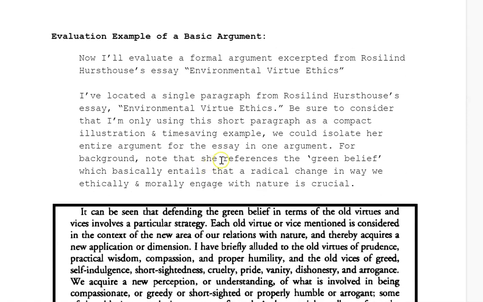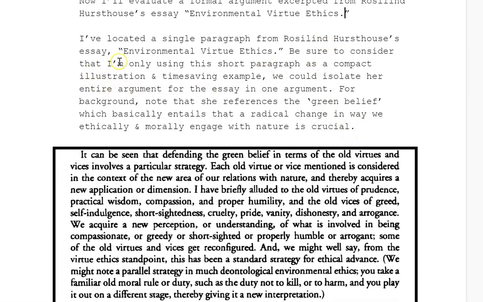So now we'll evaluate a basic argument. So now I'll evaluate a formal argument excerpted from Rosalind Hursthouse's essay, Environmental Virtue Ethics. So I've located a single paragraph from her essay. Be sure to consider that I'm only using this short paragraph as a compact illustration and time-saving example. We could look at her whole essay and try to formulate one argument from there, but this is easier for us to examine.